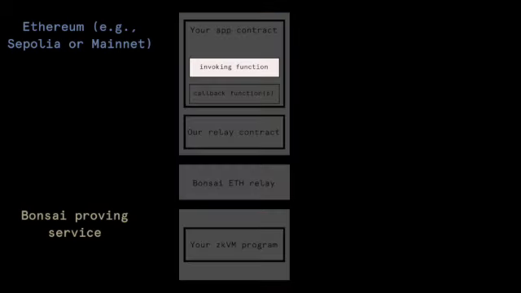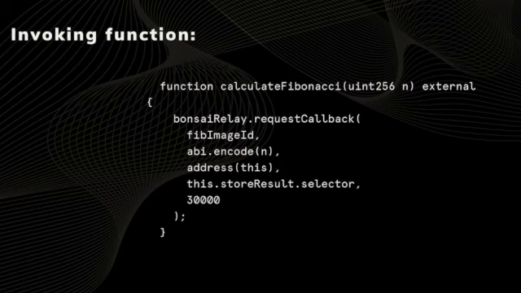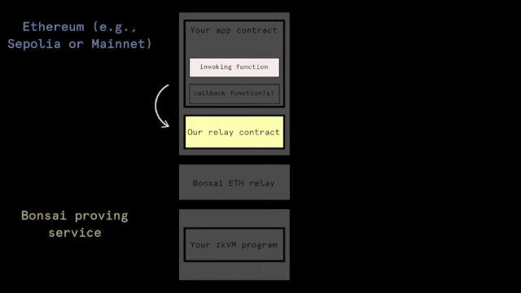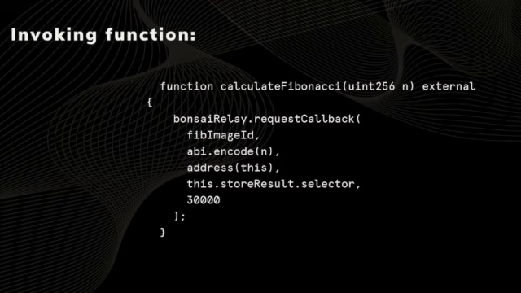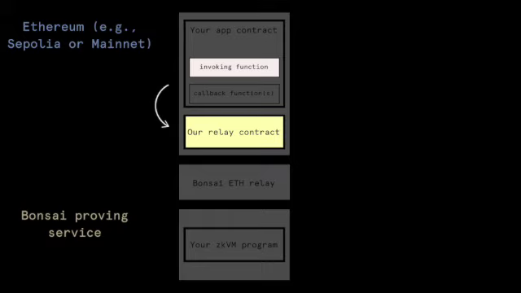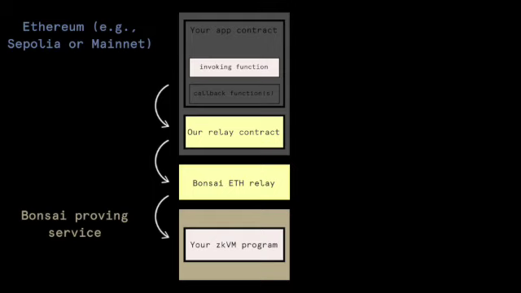So we're going to start with an invoking function, and let's take a quick look at that here. Notice we're reaching out through the Bonsai relay, and we've selected our callback here. It's going to be store result. So, invoking function. Oh, and just FYI, we are capping the gas cost here with that 30,000. So that said, our invoking function goes out to the relay contract, to the Bonsai ETH relay, to the zkVM program, to the Bonsai proving service, which will hopefully execute and prove the zkVM program.